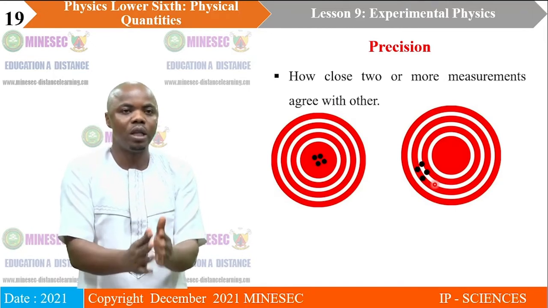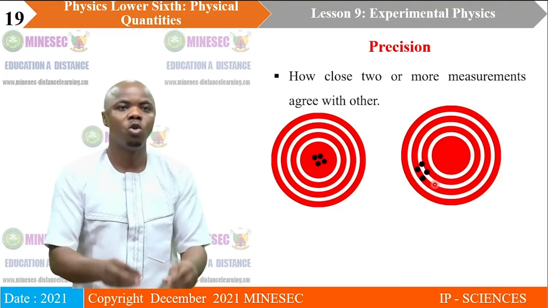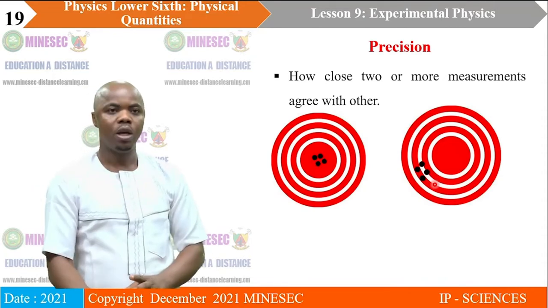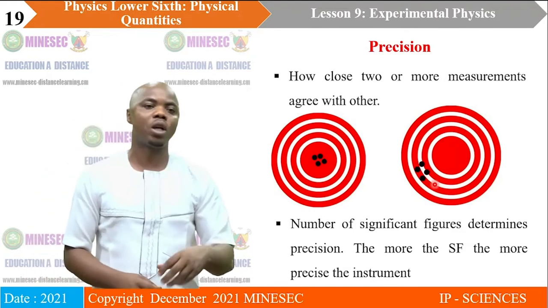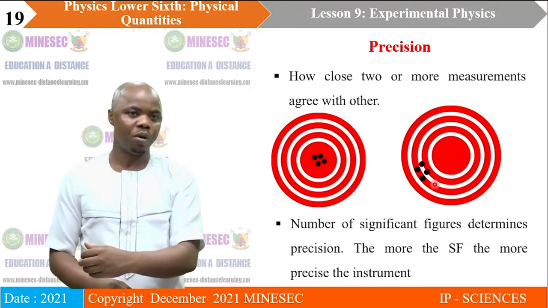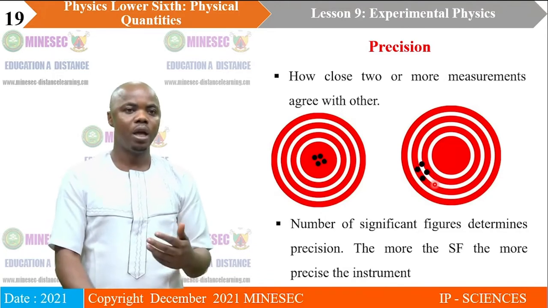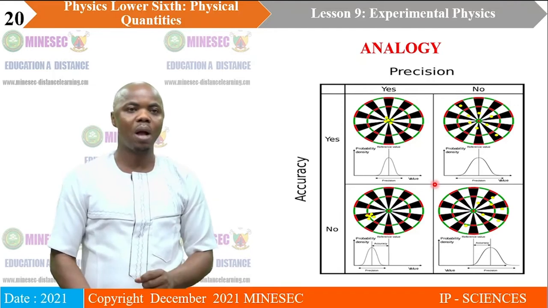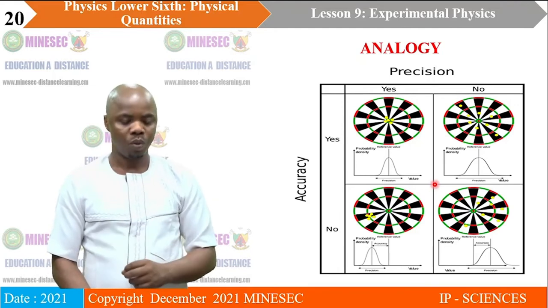If not, the measurement is not precise. So precision is how close two or more measurements agree between each other. The number of significant figures will determine the precision. The more significant figures, the more precise the instrument. As a simple analogy, we have four diagrams on the board illustrating the relationship between precision and accuracy.